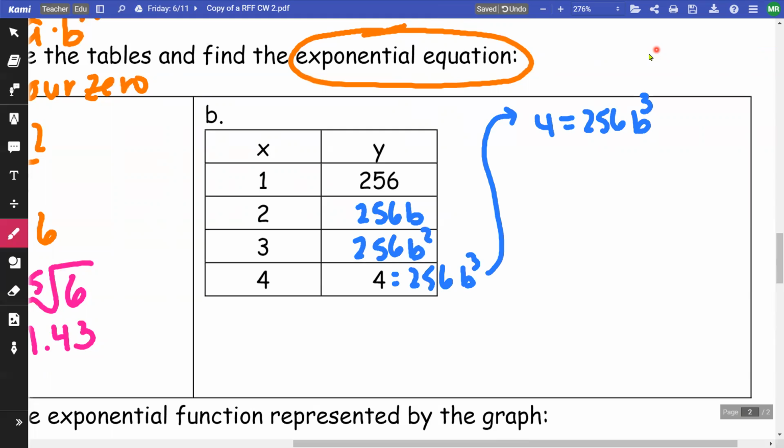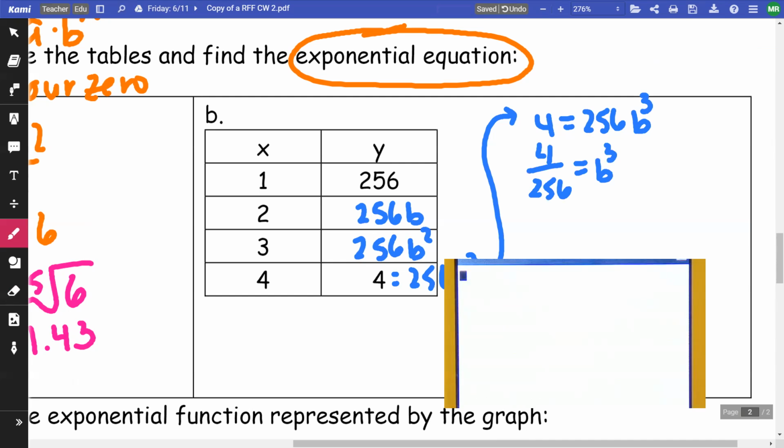And when I do this, I am going to divide both sides by 256. So I'm going to have 4 over 256 equals b to the third. I'm going to be taking the cube root of this. Okay. So let me just get it on my calculator. I'm going to hit the math button. I'm going to go down to number 4, which is just cube root. And I'm actually going to put it in as a fraction. Alpha y equal. And I'm going to do 4 over 256.